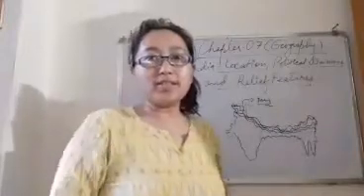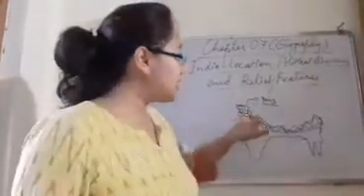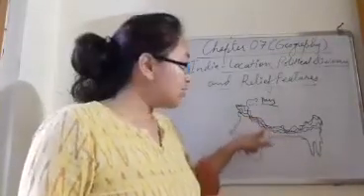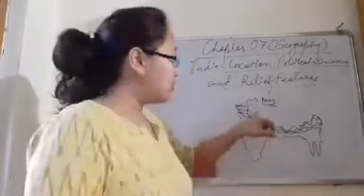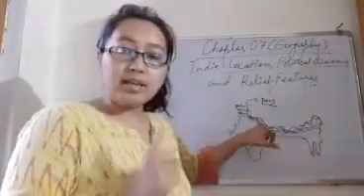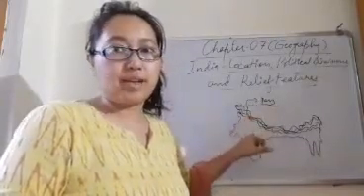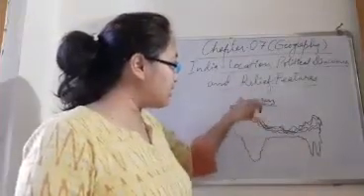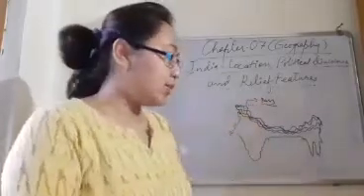Okay, let's revise once again the three ranges of Himalayas: the Greater Himalaya, then Middle Himalaya, Lesser Himalaya, and the third one is Outer Himalaya. Or first one, Himadri, then middle one, Himachal, and the third one, Shivalik. Himadri, Himachal, Shivalik. From north to south will be named as Himadri, Himachal, and Shivalik, right? Okay.